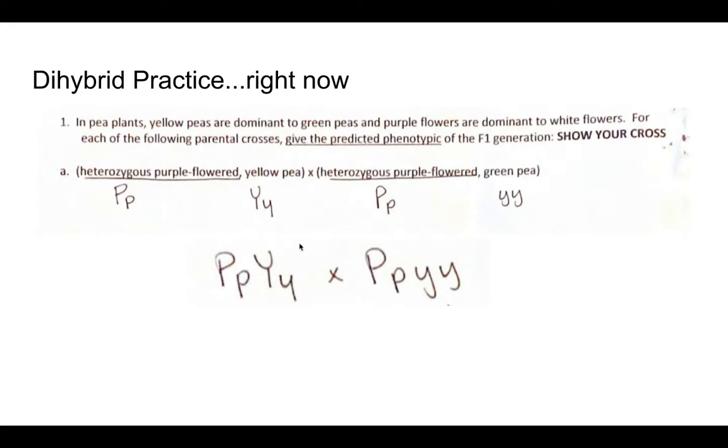For example, this parent is going to produce gametes that are big P, big Y. Also gametes that are big P, little y. They'll make gametes that are little p big Y, and they'll make gametes that are little p little y.